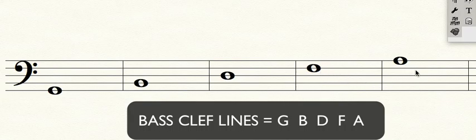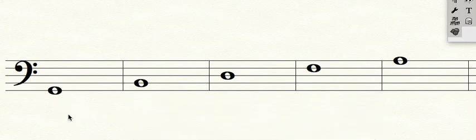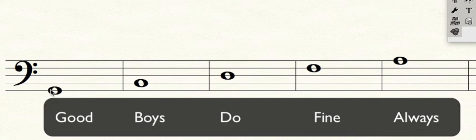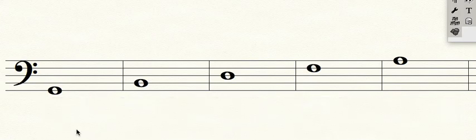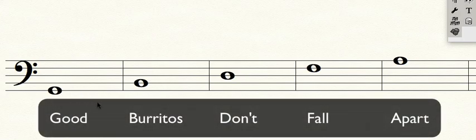In your text or the website EMT on the web, I believe they use the phrase, good boys do fine always. G, B, D, F, A. Good boys do fine always. That phrase is fine, but the one I like to use is just a little more fun, and sometimes things that are more fun are easier to remember. Good burritos don't fall apart. How's that? Always makes me hungry to do this lesson. Good burritos don't fall apart. G, B, D, F, A.